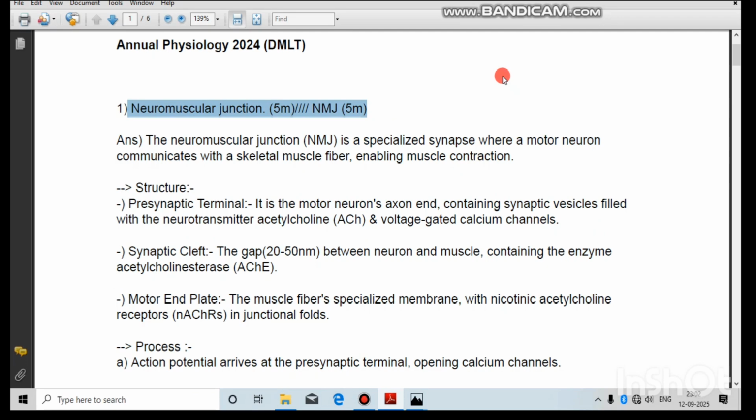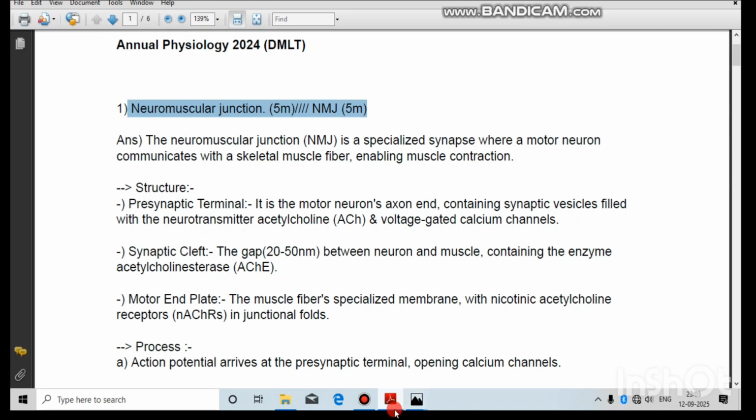Students, the first question is neuromuscular junction or NMJ for 5 marks. In our body, neurons are completely responsible for carrying or transferring messages from muscle to the brain and spinal cord, and from the brain and spinal cord to the muscle, due to which muscle contraction occurs. So the point where the neuron and muscle communicate with each other is called the neuromuscular junction. Because of this junction the muscle is able to contract, and then movement occurs.